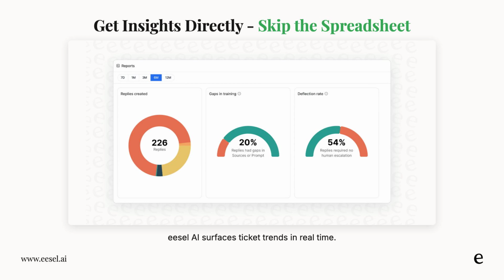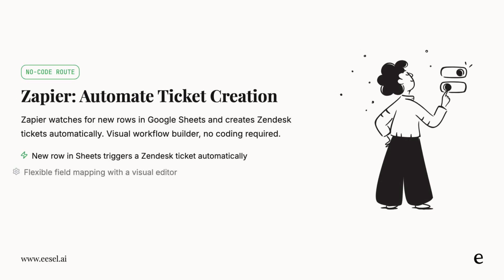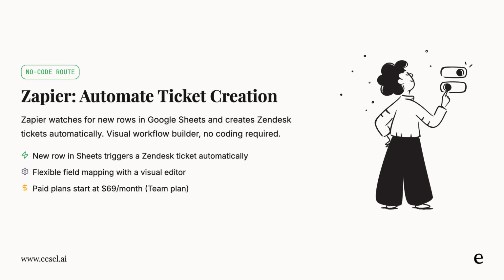If you need to push data the other direction, from Google Sheets into Zendesk, Zapier is the most popular no-code option. You build a visual workflow that watches for new rows in a sheet and automatically creates a ticket in Zendesk. Team plans start at $69 a month.